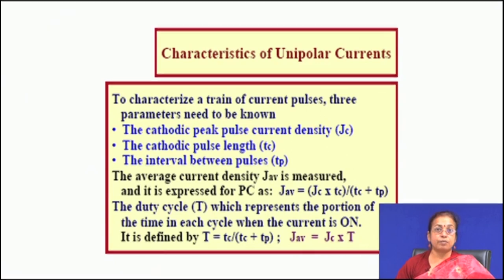So, average current density may be calculated by knowing all these values. If the current density of the cathode is JC and the cathodic pulse time is TC, then the average current density in the cathode is equal to JC into TC divided by TC plus TP. On the other hand, the duty cycle is nothing but TC divided by TC plus TP. So, these are the two important parameters. One is the average current density in the cathode, another one is the duty cycle, or the time of the cathodic pulse, the time of the deposition actually. These two parameters finally give you information about the overall current that is flowing on the cathode.